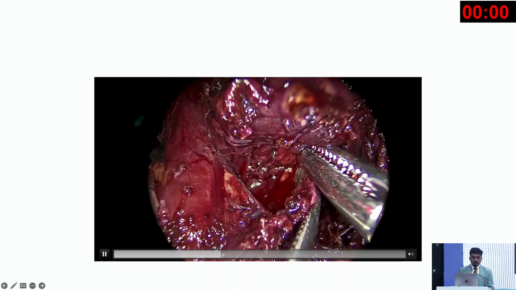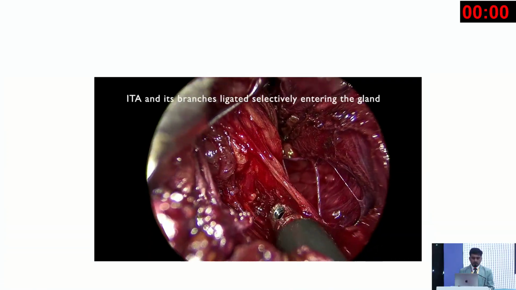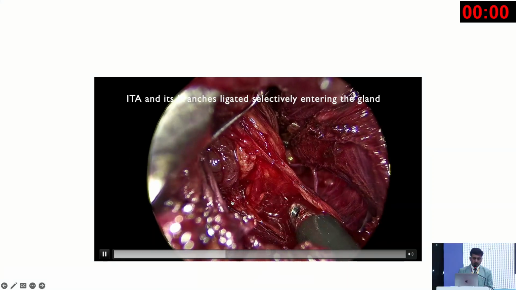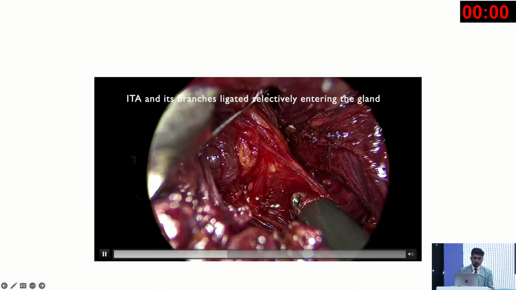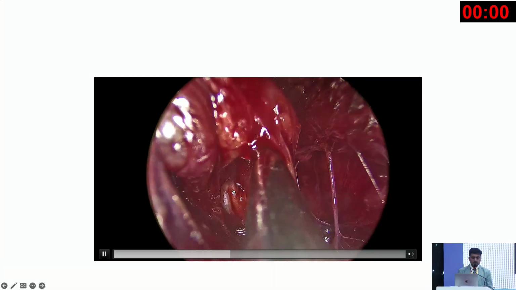So as I go down, I keep separating the thyroid and the strap muscles and reach toward the lower pole. Now this is the region where you will be finding your nerve. This is the inferior thyroid artery. Just medial to the inferior thyroid artery will be our nerve. This is the nerve which is seen.